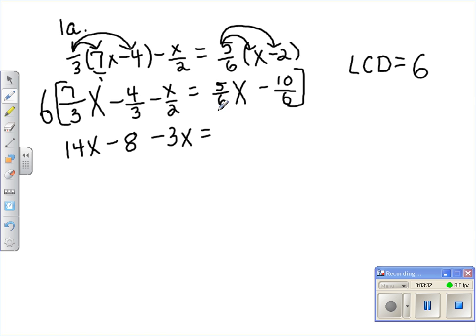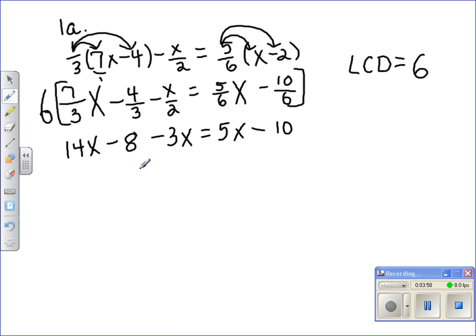So now 6 divides into 6 one time. 1 times 5 is 5 times my x. Bring down my minus. 6 divides into 6 one time. 1 times 10 is 10. Now I have eliminated all of my denominators, and I have a problem that's much easier to solve because I don't have to work with fractions anymore.